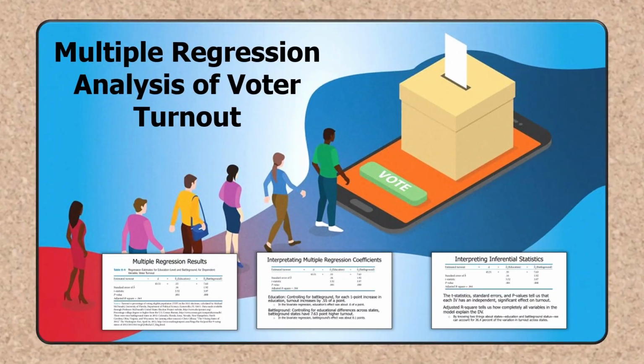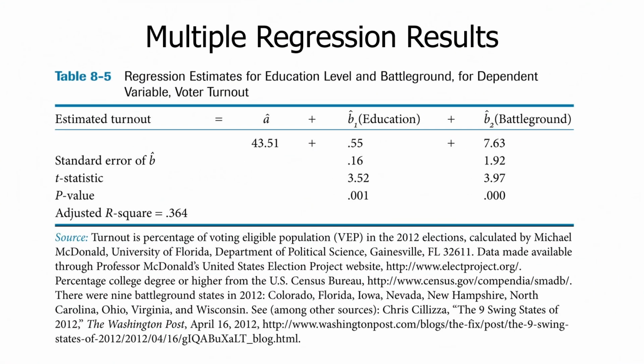Here are the estimates. If you're reading over here, education B1 is 0.55. So for every 1 percentage point increase in college graduates, turnout goes up by, on average, 0.55 of a percentage point. You may recall in the bivariate analysis, I believe the effect of education was about 0.6, but that was before we controlled for the battleground factor. Doing so reduces the effect of education, although it remains significant.